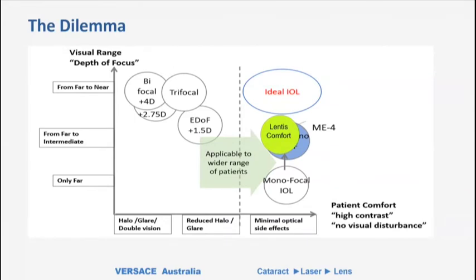So somewhere on this chart is where we sit with our comfort. When I was younger and more aggressive, I was up to the top left and trying to give patients a full range of vision, because that's what they thought they wanted. But now I spend much more of my time over towards the right, trying to work out how I can give a good functional range of vision, but really minimize those unwanted visual phenomena that can occur.